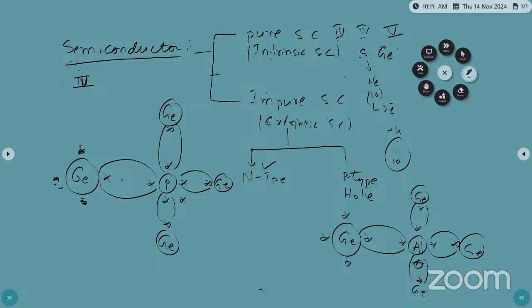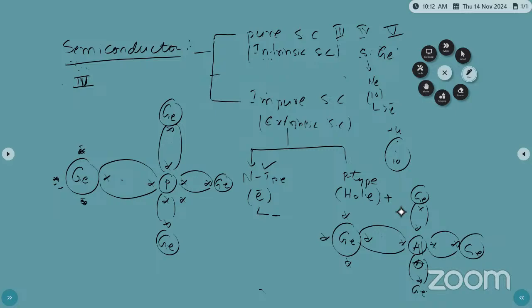Now the electron polarity is negative and the hole polarity is positive. The electron polarity is negative and the hole polarity is positive. Okay, so these are the impure semiconductors. Using these impure semiconductors, as we are studying in the introduction, transistors, diodes, integrated circuits, and memory devices can all be made using these semiconductors, that is, the impure semiconductors.